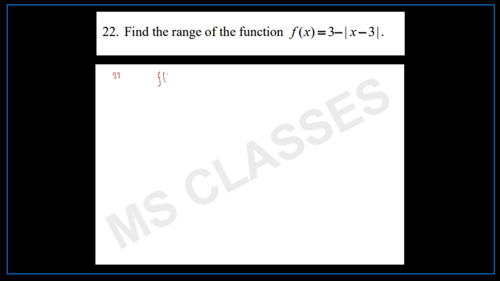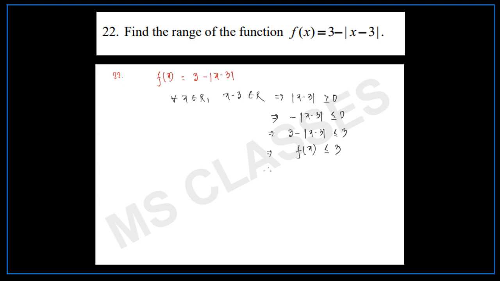It is given f(x) equals 3 minus mod of x minus 3. Now, we know that for all x belonging to R, x minus 3 belongs to R. This implies mod of x minus 3 is greater than or equal to 0. This implies minus mod of x minus 3 is less than or equal to 0. And this implies 3 minus mod of x minus 3 is less than or equal to 3. This implies f(x) is less than or equal to 3. Therefore, we can say f(x) belongs to minus infinity comma 3 closed. So the range of f equals minus infinity comma 3.